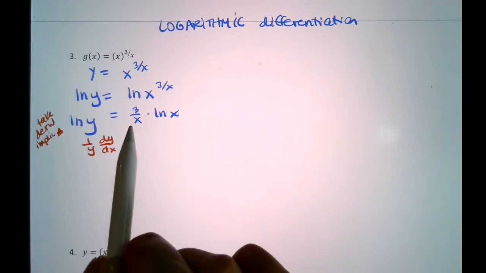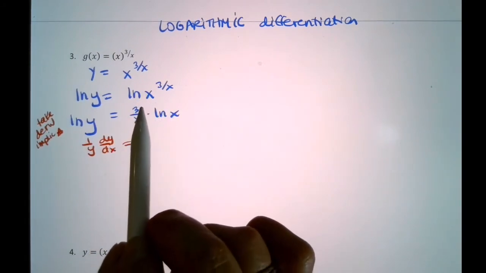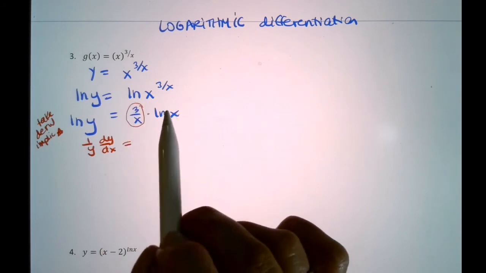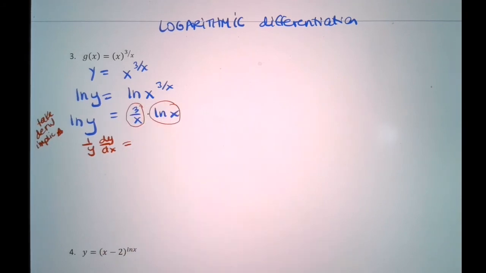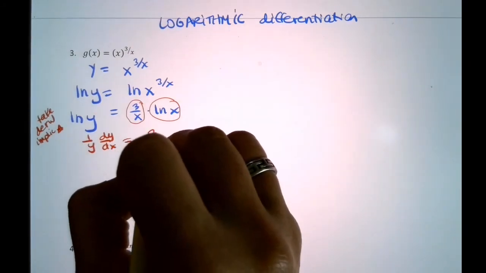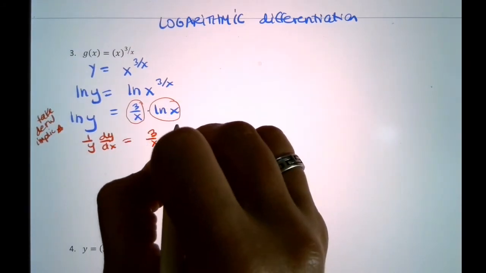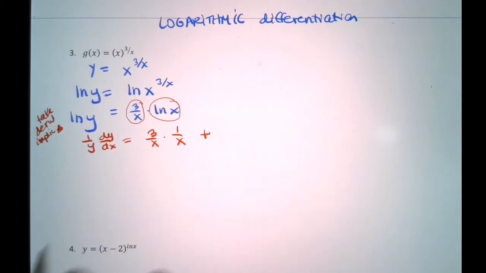Over here, please recognize this is a product. This is 3 over x times ln x. So I'm going to product rule this. I'm going to say, let's leave this alone, 3 over x. The derivative of the natural log of x is 1 over x. I'm going to add to that.